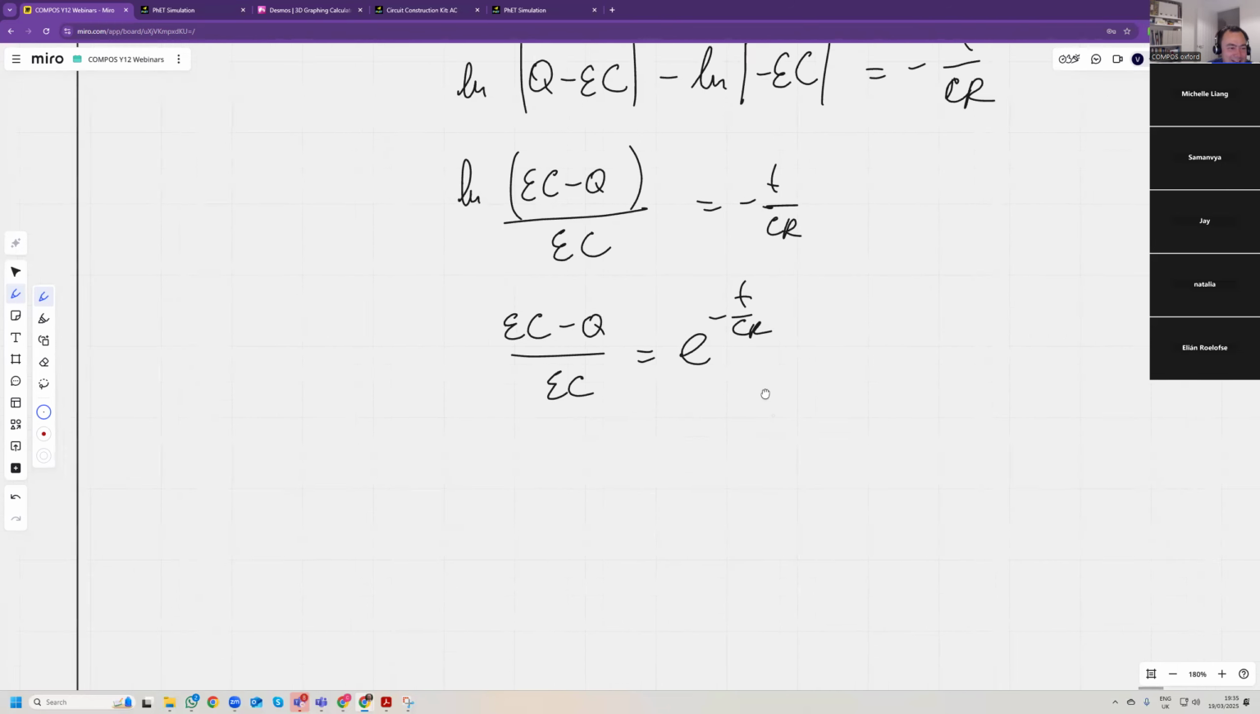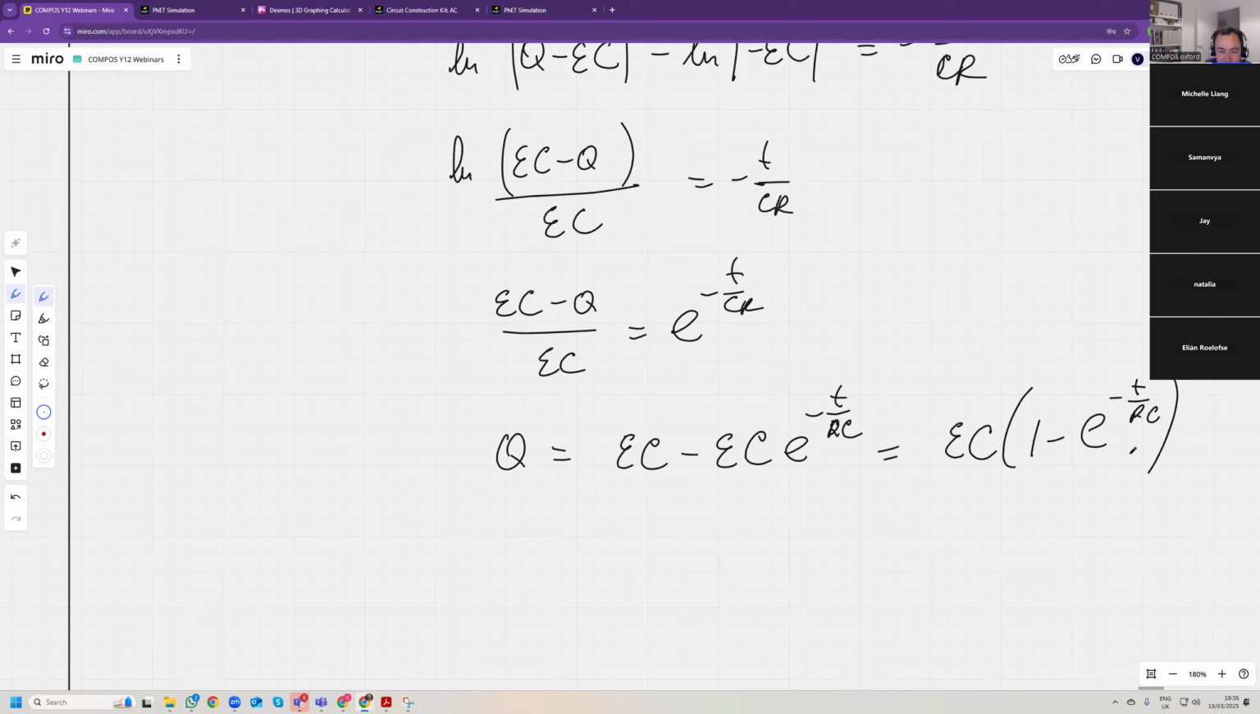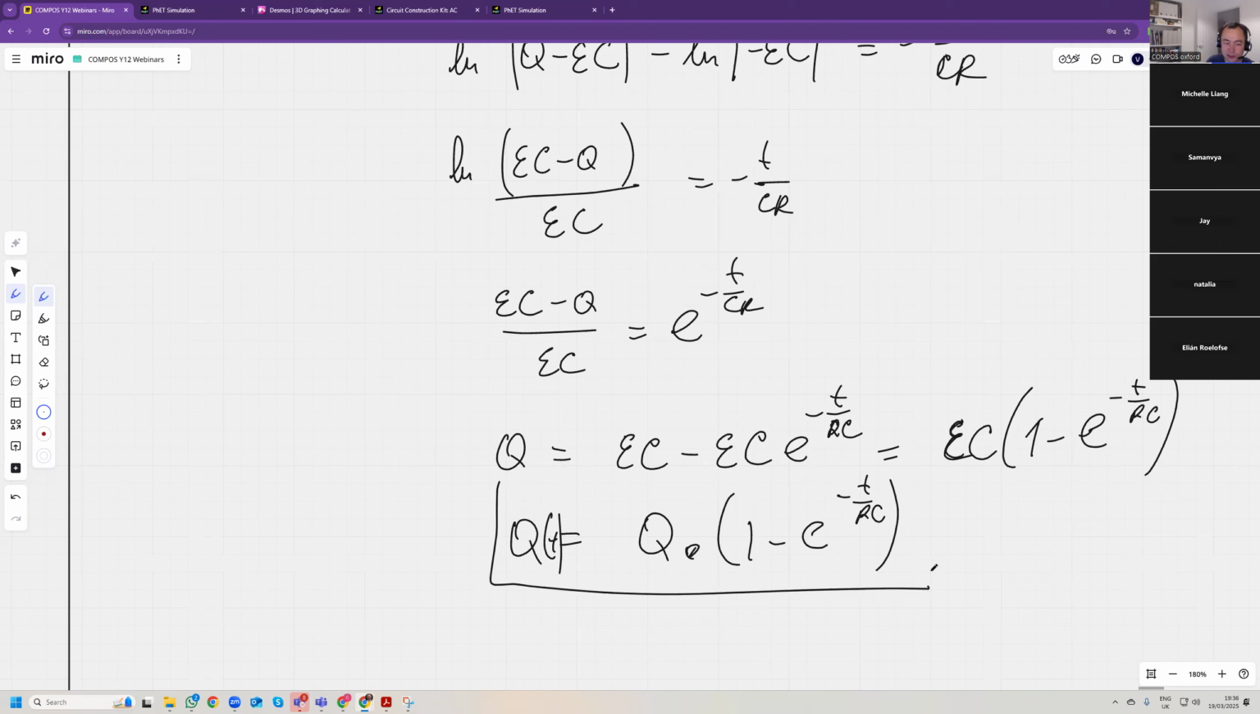Sorry for rushing this. I really have to go. And finally, I can express Q as EMF C minus EMF C e to the minus t over RC, which is EMF C times 1 minus e to the minus t over RC. And that is the correct equation. So Q is the final charge, EMF C, times 1 minus e to the minus t over RC. And that's the charge on the capacitor as the capacitor charges.